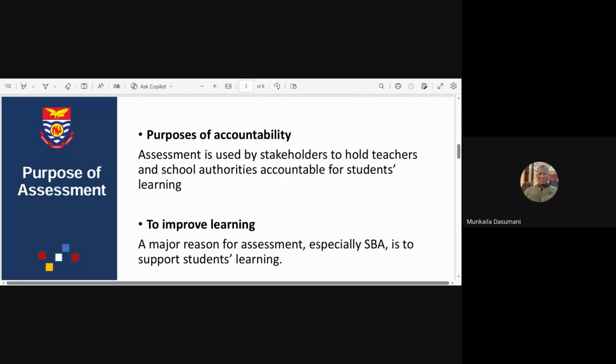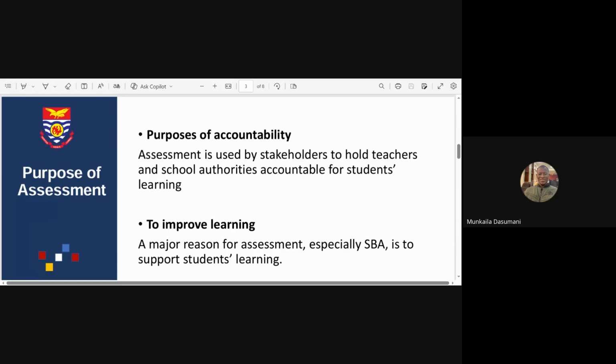Go ahead. Okay, so one purpose of the assessment is accountability. The assessment is used by stakeholders to hold teachers and school authorities accountable for students' learning. So when we talk about accountability, we talk about how the students are performing and how they are not performing, to show the improvement of the school.